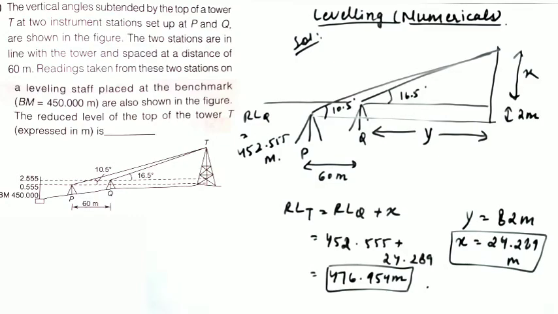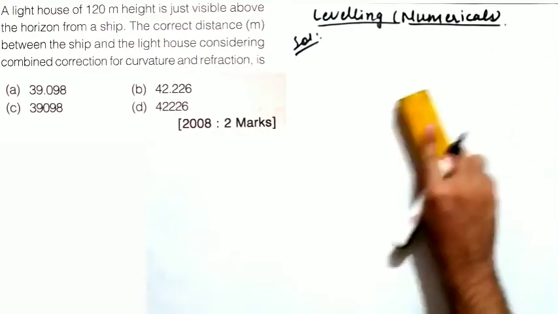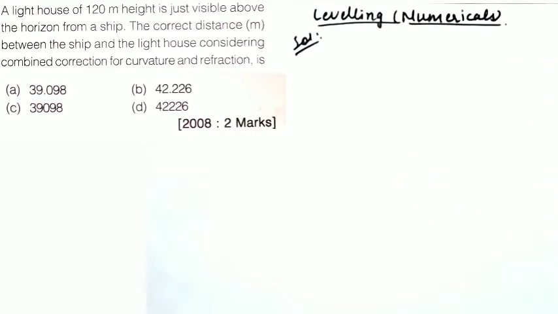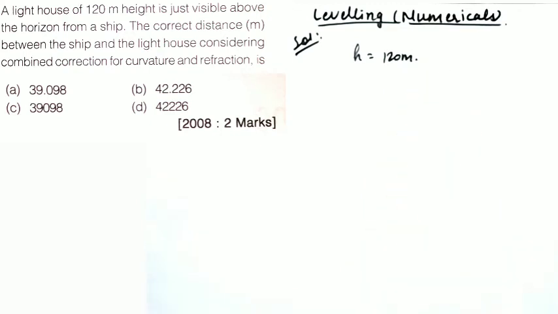Now moving to the last question of this topic, and that is based on the correction due to curvature and due to refraction. The question says that a lighthouse of 120 meter height is just visible above the horizon. Find the distance between the ship and the lighthouse considering the combined correction for curvature and refraction. The height of the lighthouse is given as h, 120 meters. You need to calculate the distance between the lighthouse and the ship.